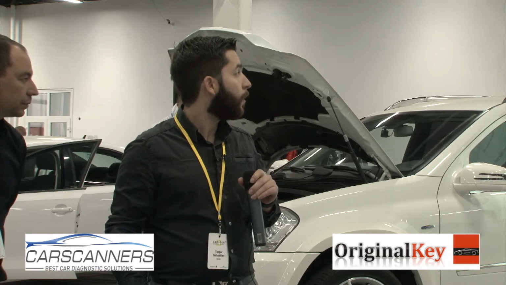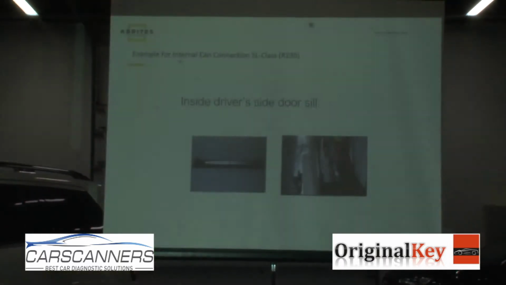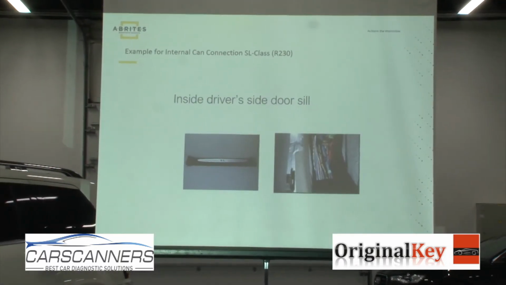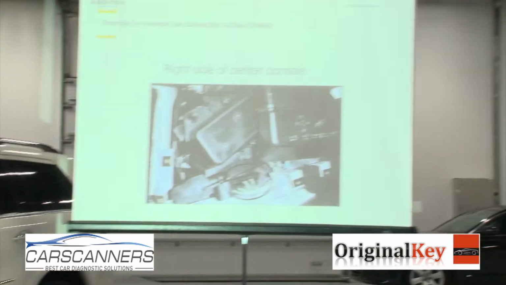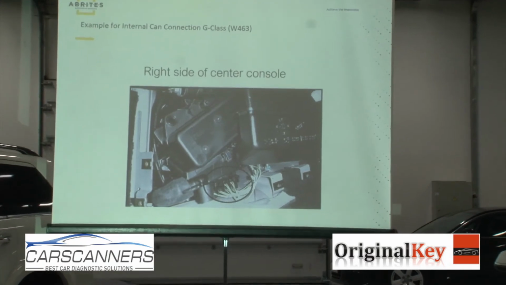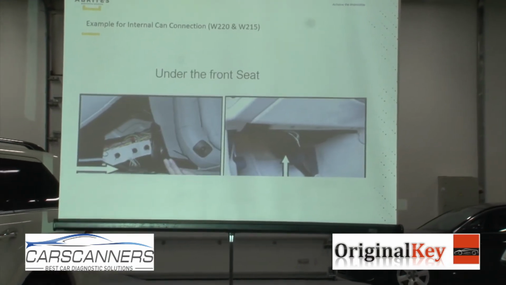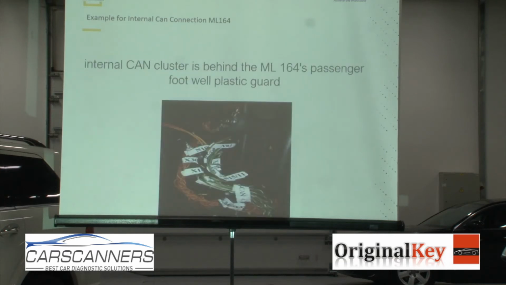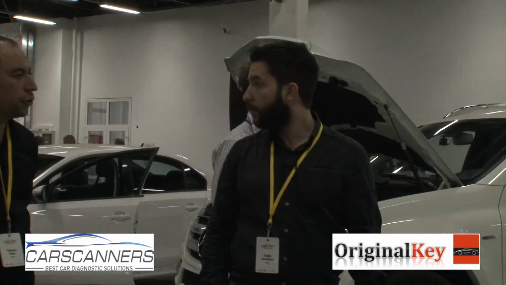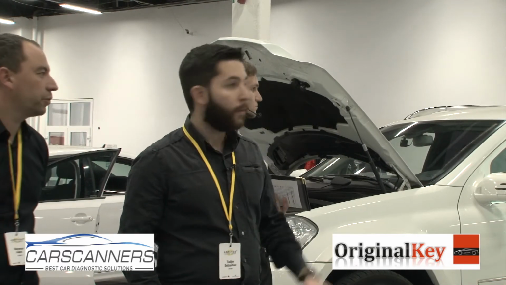Then we have the SL, which is underneath the side door sill. G-Class, in the center console on the right. W220, W215, under the front seat. And the last one we have is the 164, which is underneath the passenger footwell. 166, under the trim behind, by the feet.